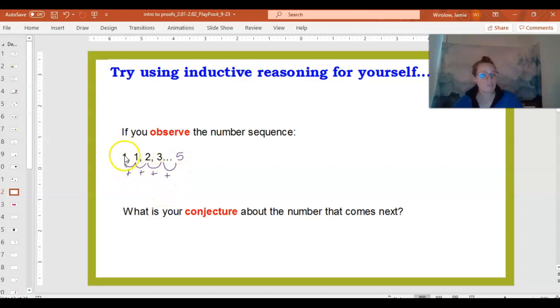So based on these specific examples, we can make a conjecture about the number that comes next. We can make a general statement. So we could say the next number in the sequence is the 2 previous added together.